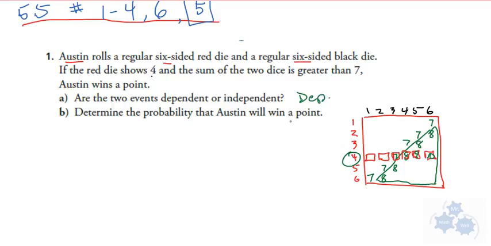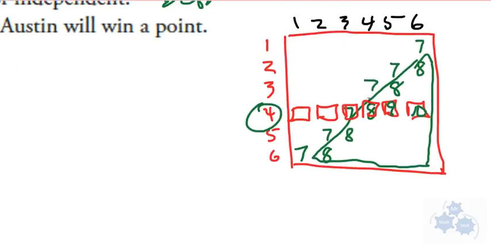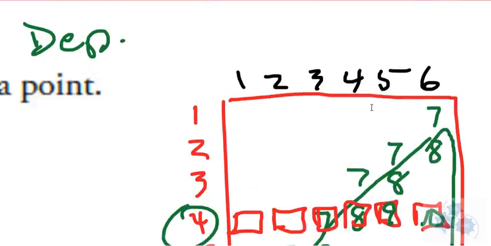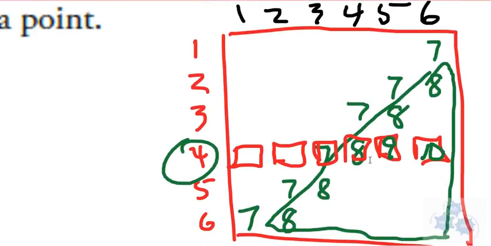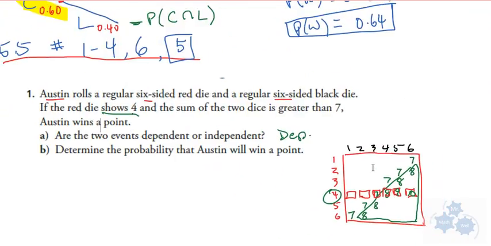Determine the probability that Austin will win a point. So it's a red die that shows a 4 and a sum greater than 7. If we zoom in a little bit, of all of these 36 sums, we have 1, 2, 3 that would satisfy that problem. So you don't have to do any formulas. You can use the formulas, and I can show you that as well, but lots of times, if you think about these in terms of diagrams, it's going to be easier.